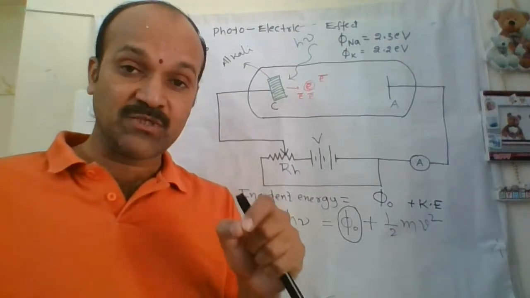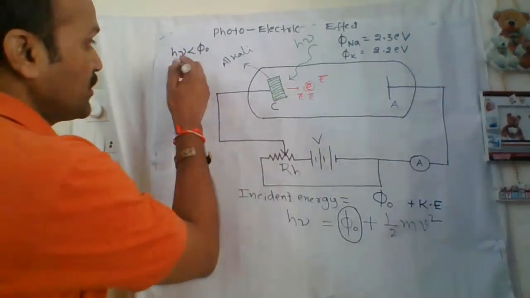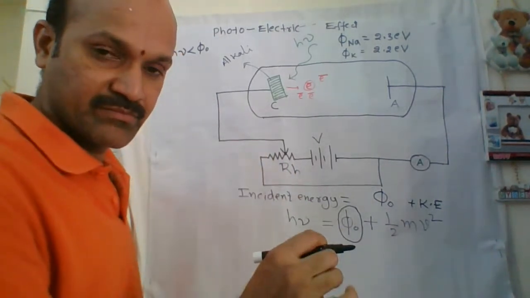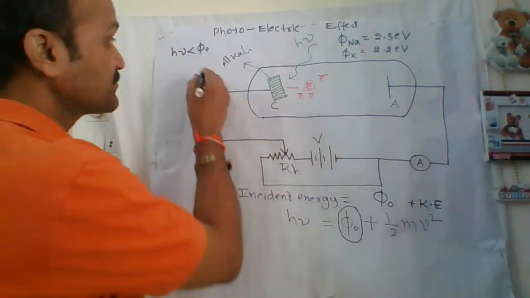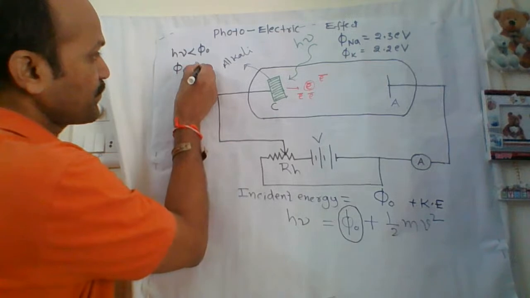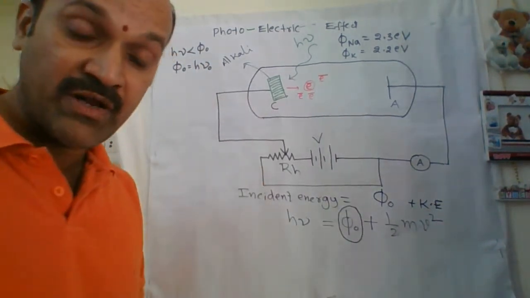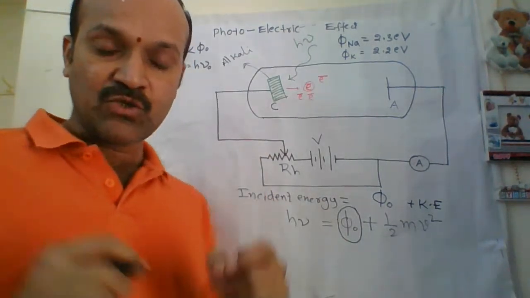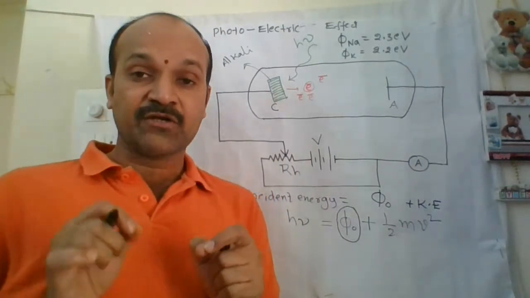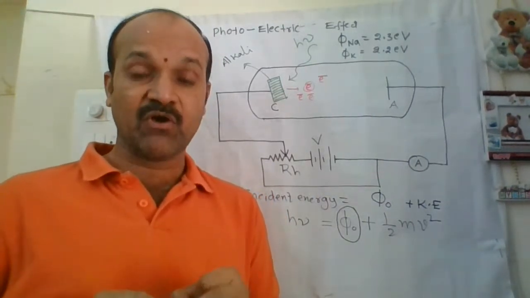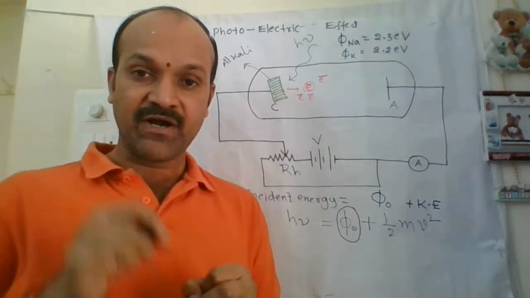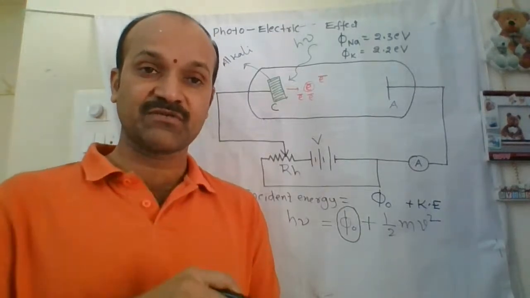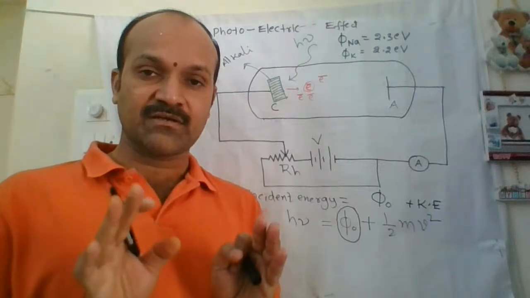The incident energy also must be sufficient. So you have to supply energy at least the minimum, which is equal to the work function phi naught. So we can write phi naught as some photon energy value h nu naught. Here h nu naught is the work function of the material, or the energy required for the electron to just come out of the metal. That is the work function phi naught. Is it clear?